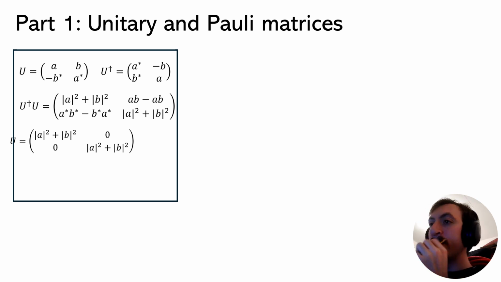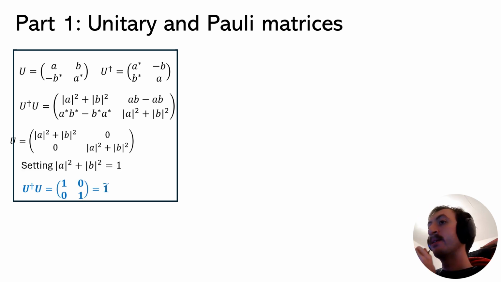Now, we can go a bit further. We can insist that the magnitude of a squared plus the magnitude of b squared is 1. And when we do that, we essentially have a unitary matrix. Importantly, A and B can be complex, but the important thing is that a unitary matrix U is one where U dagger times U gives us back the identity matrix.